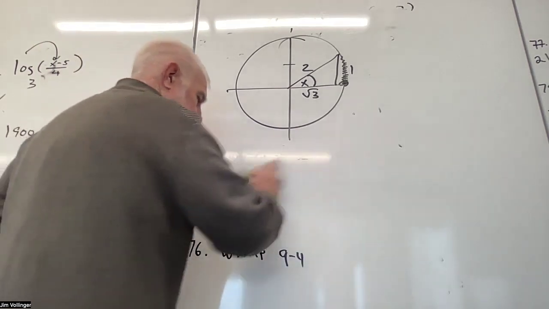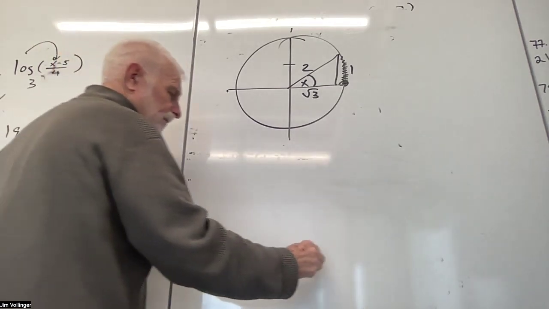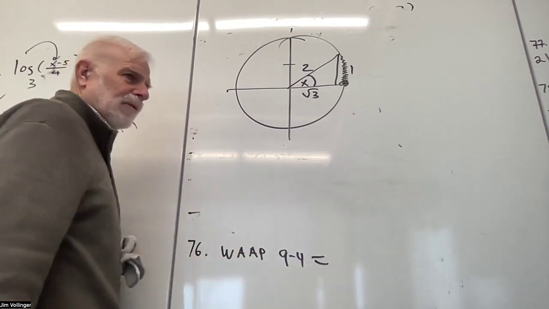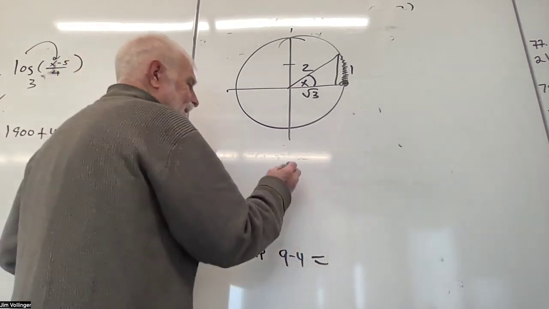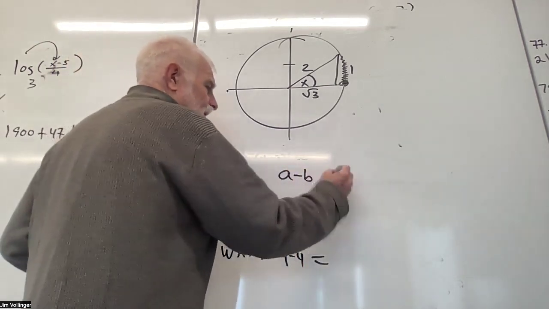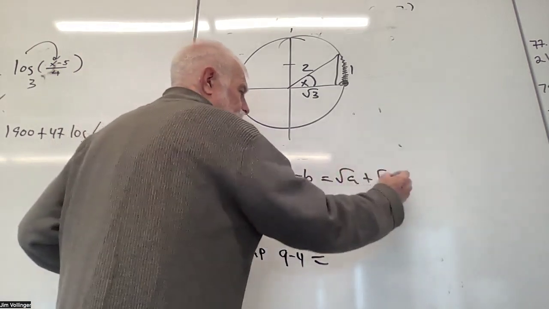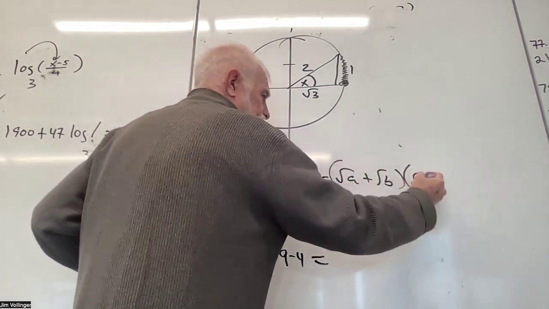WAAP, right as a product. 9 minus 4, difference of 2 squared. Any difference can be written as a product. A minus B can be written as a product: the square root of A plus the square root of B times the square root of A minus the square root of B.